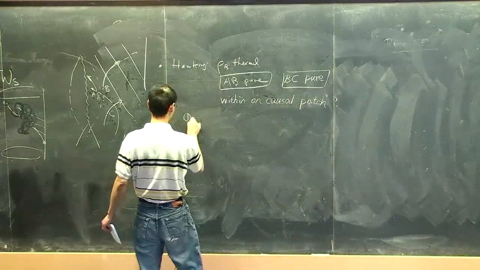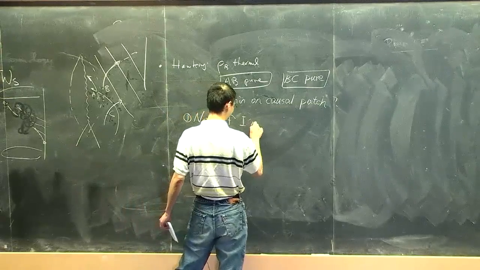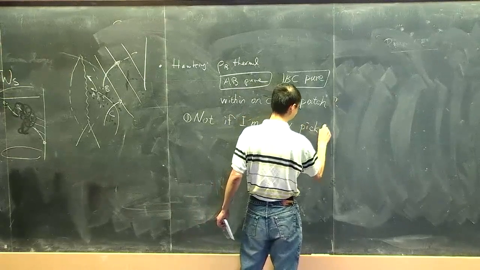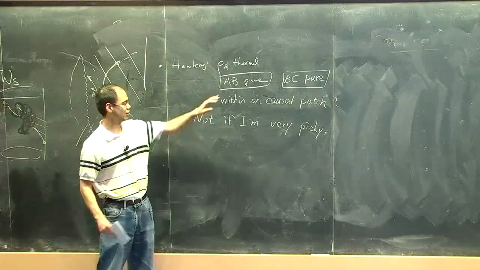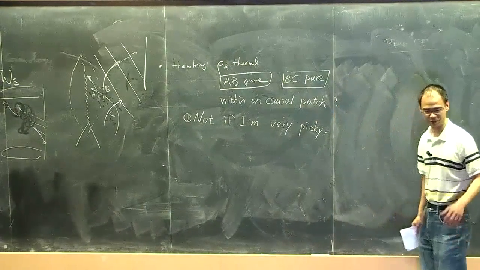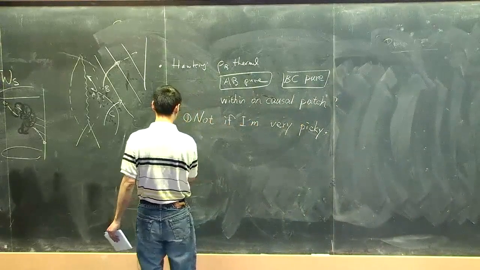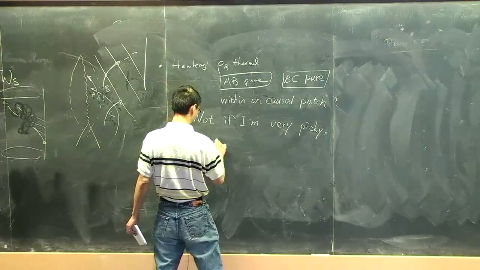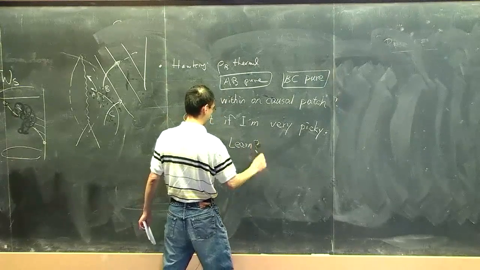I want to claim that not if I am very picky, and I'll explain what I mean by very picky. In fact, the thing they use in their argument, that these two entanglements or purities can be checked, doesn't really fit into one causal patch. We apply a very high standard to that. And then I will give you a rough picture about, well, so what? What lesson do we learn if we apply such a very high and very picky standard?